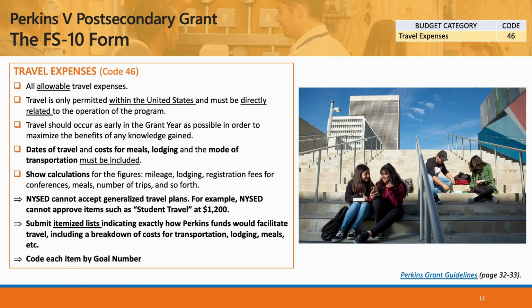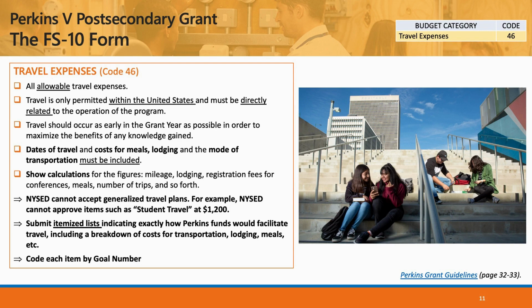The next tab is Travel Expenses, Code 46. Here you can list all allowable travel expenses. Travel is only permitted in the United States and must be directly related to the operation of the program. Travel should occur as early in the grant year as possible to maximize any benefits of the knowledge gained. Dates of travel and costs for meals, lodging, and the mode of transportation must be included. Show calculations for the figures: mileage, lodging, registration fees for conferences, meals, number of trips, and so forth.